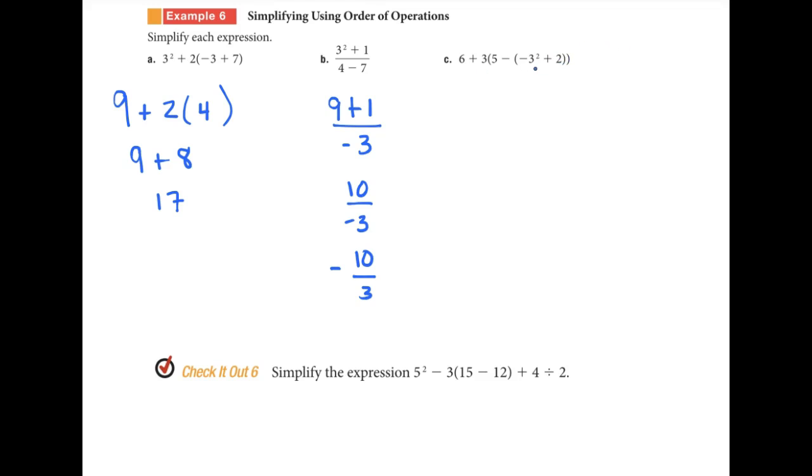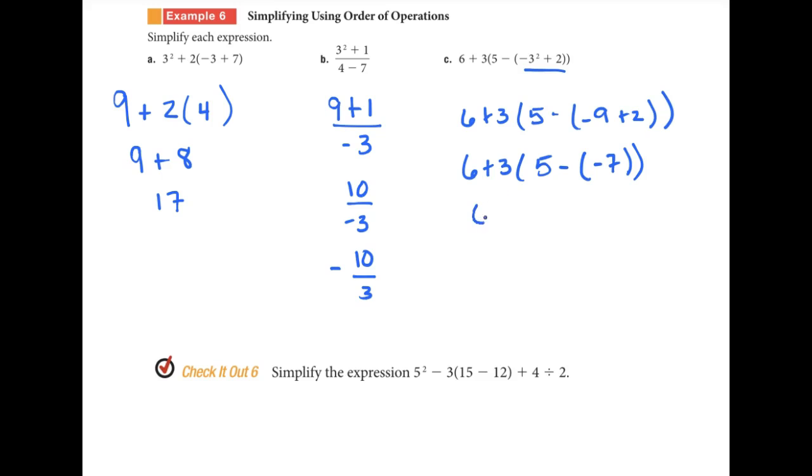All right, the next one we've got a double set of parentheses here, so we want to do the inside one first. So we're going to say 6 plus 3 times 5 minus -3 squared, which is -9. The negative is not squared. Plus 2. So we've got 6 plus 3 times 5 minus -9 plus 2, which is -7. Then we come back out here again and we do what's on the inside. 5 minus a -7 is 5 plus 7, so 5 plus 7 is 12. And next we get 6 plus 3 times 12, which is 36. So this is 42. You try Check It Out number 6.